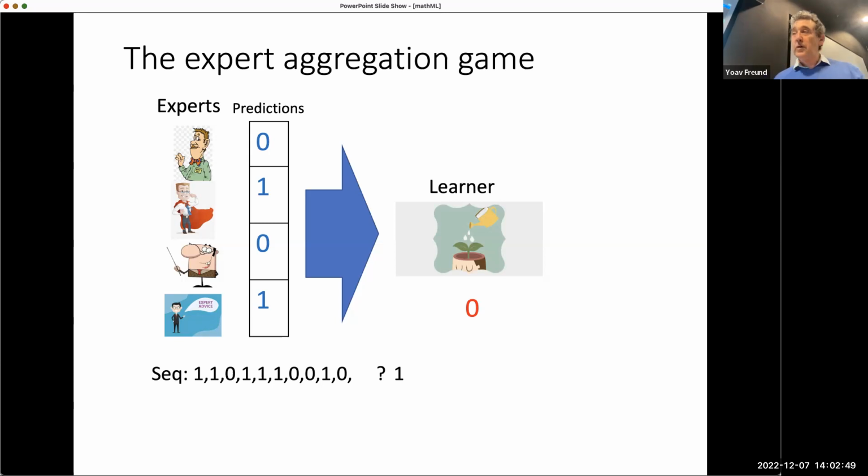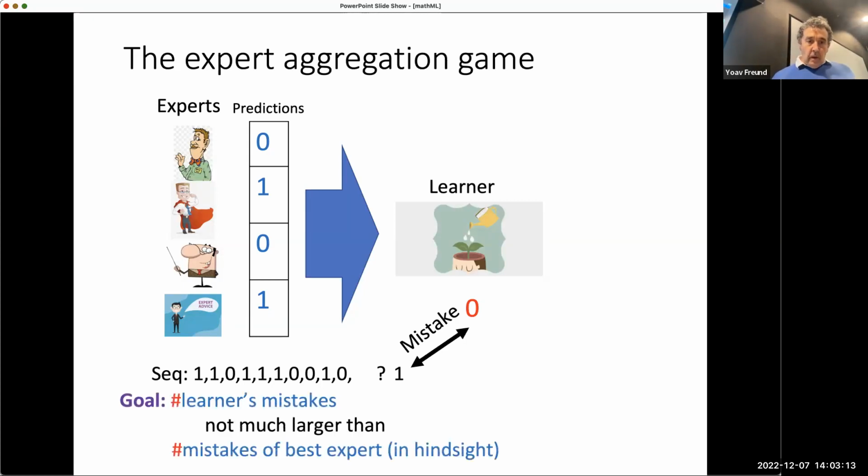You don't know, but hopefully one of the experts at least knows something and can predict pretty well. So you hope to be almost as good as that expert. In this simple case, you measure performance simply by the number of mistakes. You make a prediction, the prediction is not the outcome, and then you suffer a mistake. The goal is that the number of mistakes that the learner makes is not much larger than the number of mistakes that the best expert makes in hindsight.